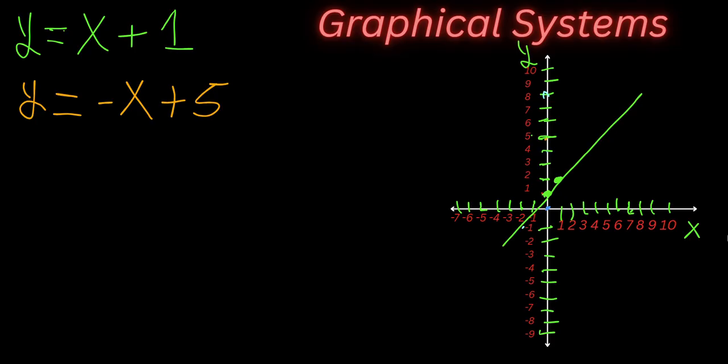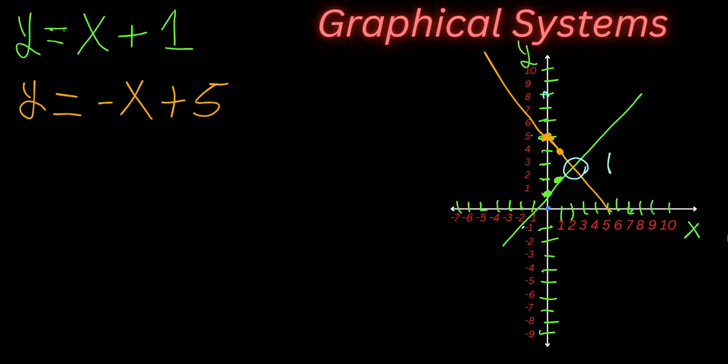Now, the next one, we're going to have a point on this second equation at the point 5 with a slope of negative 1. So we're going to go over 1, down 1. So we're right there. And let's connect those two. All right. Now, I've graphed those two. Now, again, I'm going to ask, what does that point right there where those two lines intersect represent?